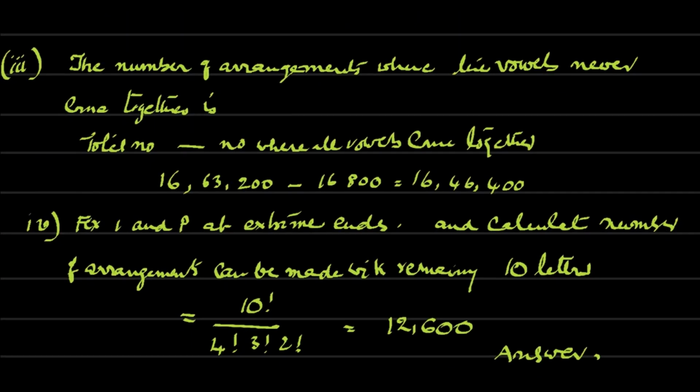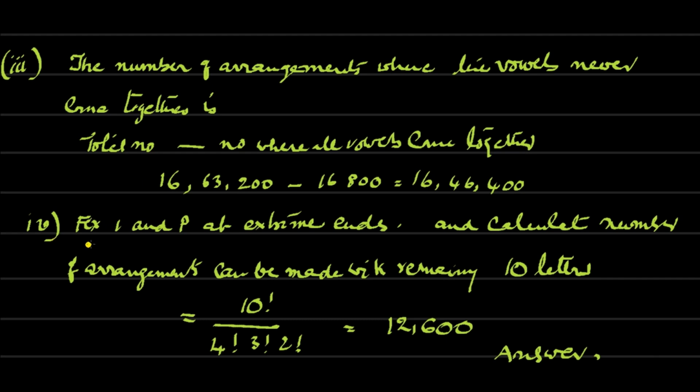The number of arrangements where the vowels never come together is the total number, the first one, 16,63,200, minus the arrangements where all vowels come together. If you subtract that number, you will get the number of arrangements where vowels never come together. That is this answer.